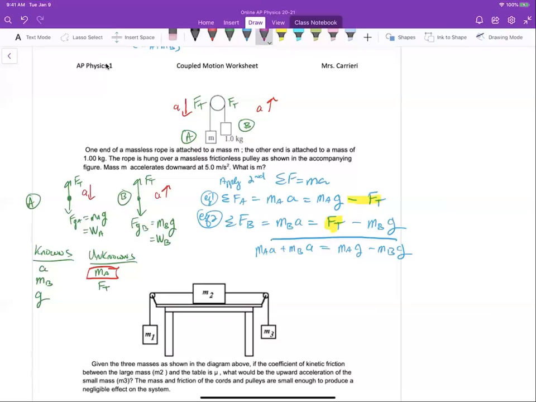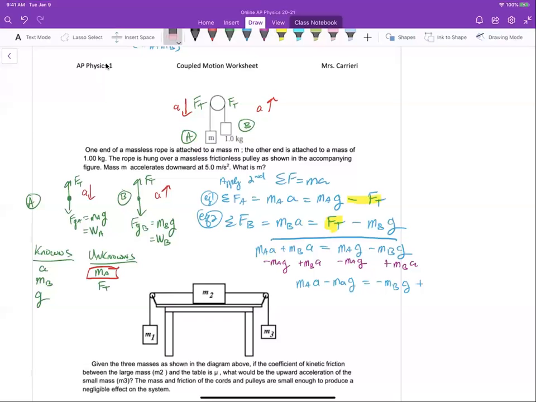Well, I have to subtract mass of A. I need to get A by itself. So I've got to subtract mAg from both sides, and I have to add mBa to both sides. This is just simple algebra here. And what does that simplify to? mA times a minus mA times g is equal to negative mBg plus, did I do something wrong there? Kind of feel like I did. Hold on. Yep, I see what I did wrong.